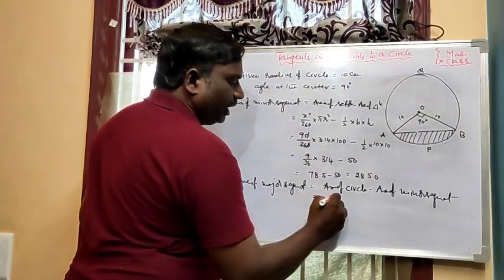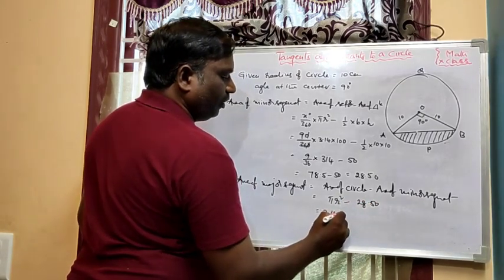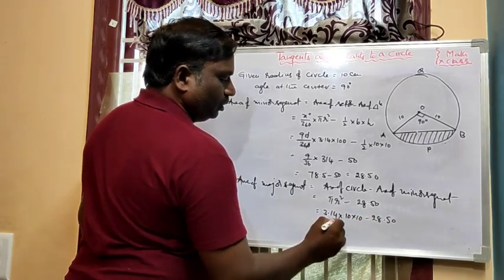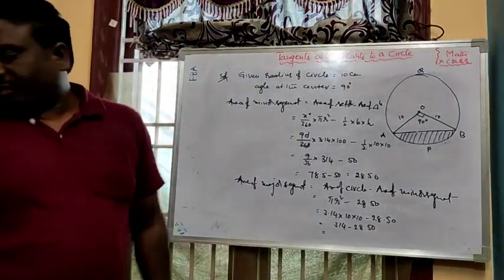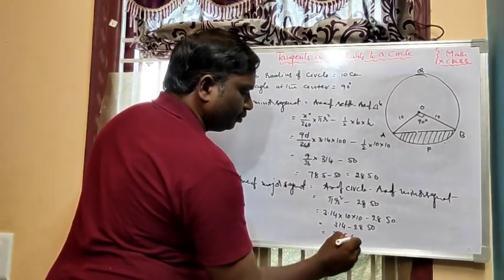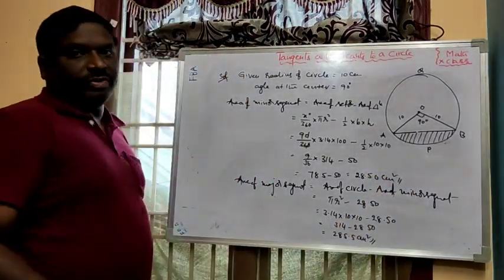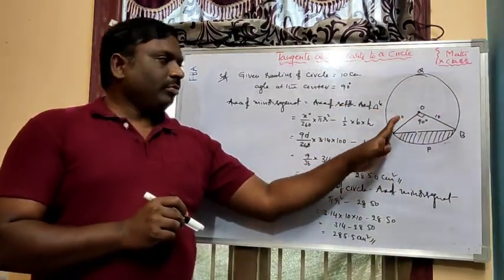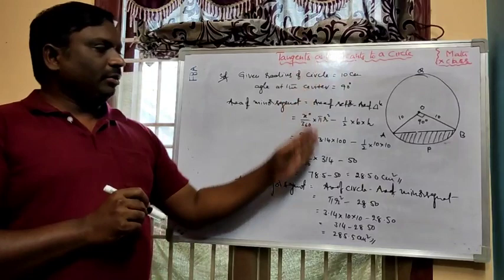So area of the circle is pi r square minus 28.50. Here also 3.14 into 10 into 10 minus 28.50. So that is 314 minus 28.50. That is the area of major segment. Area of major segment is 285.5 centimeter square. Units are also very important. This is the first question from your textbook. Very easy. If you draw the diagram correctly and understand what we have to find from the diagram, definitely you can do the solution.